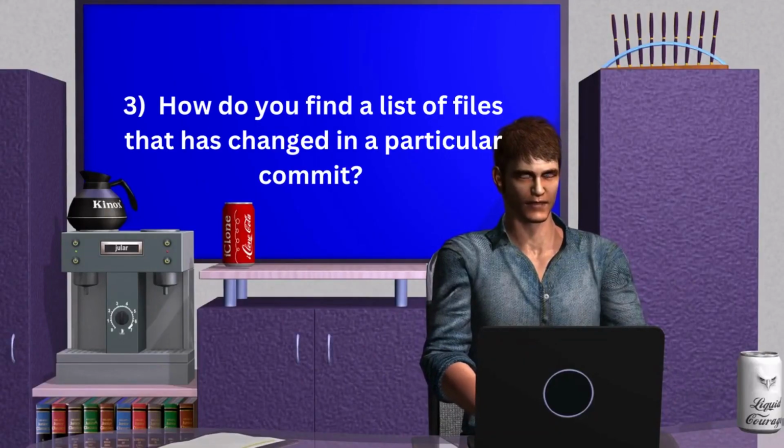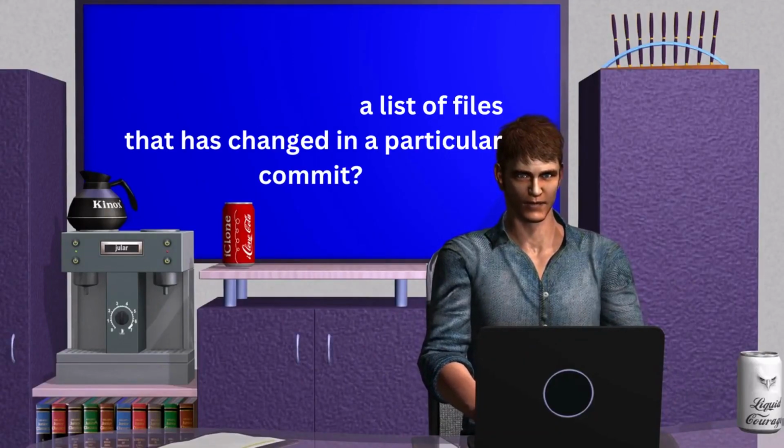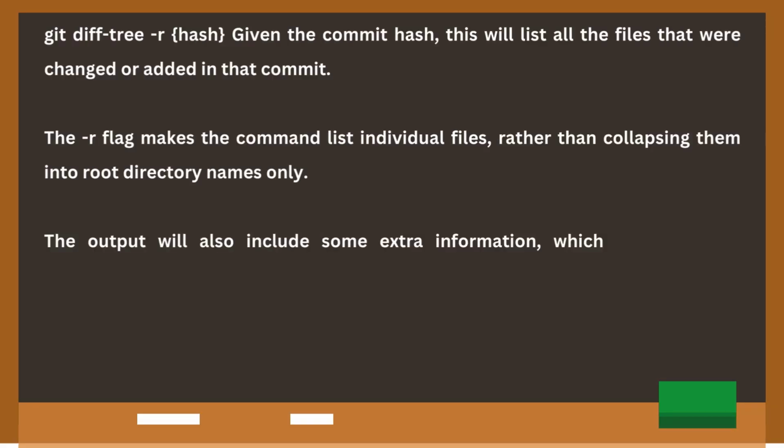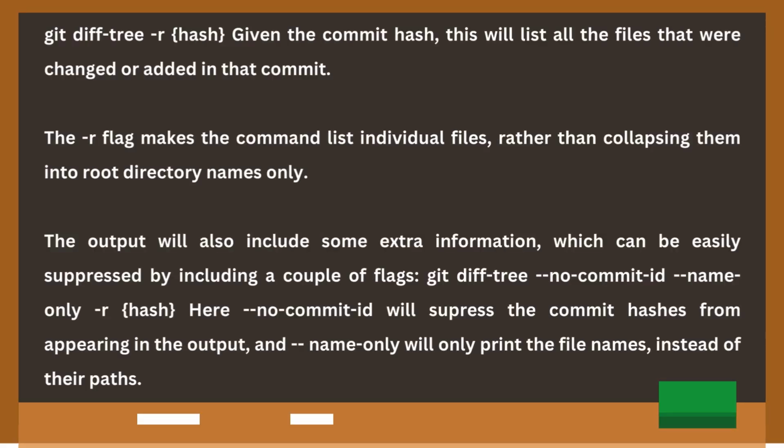3. How do you find a list of files that has changed in a particular commit? git diff-tree -r hash, given the commit hash. This will list all the files that were changed or added in that commit. The -r flag makes the command list individual files, rather than collapsing them into root directory names only. The output will also include some extra information, which can be easily suppressed by including a couple of flags.